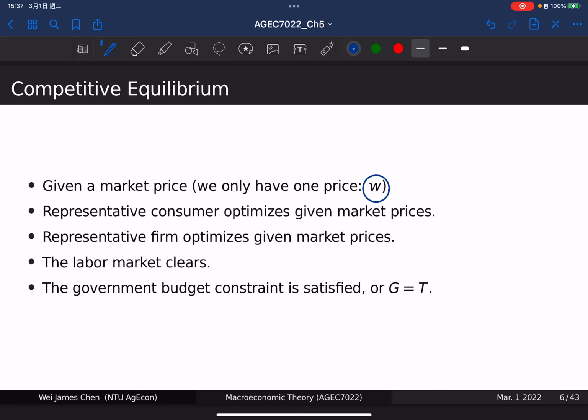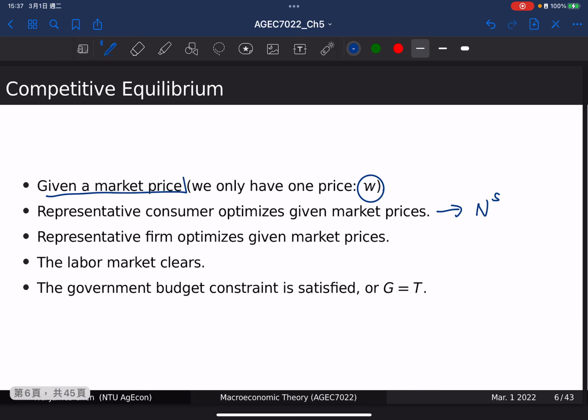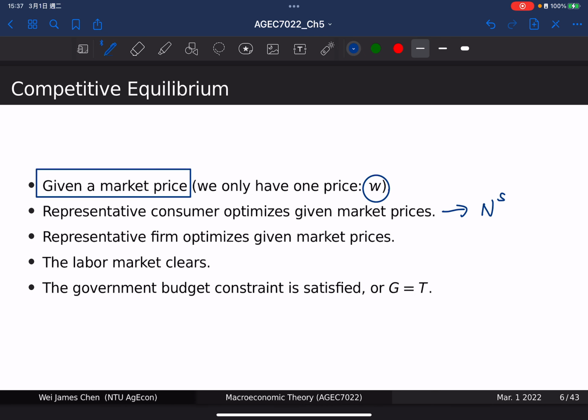the consumer can optimize given this W, right? When he or she faces a W, he decides the labor supply. And the firm, like we taught in the last class, given this market price W, will show you its labor demand. To make the market clear, we need labor demand to equal labor supply. So if labor demand is greater than labor supply, what happens?